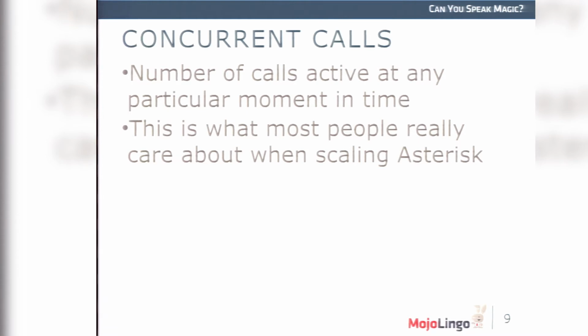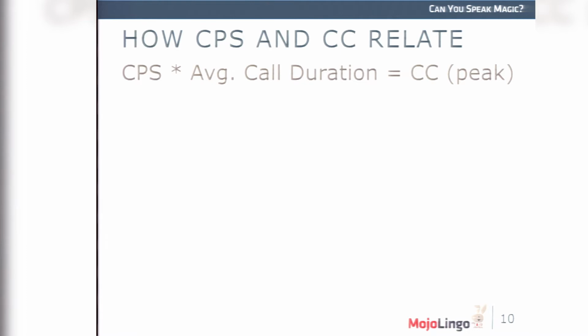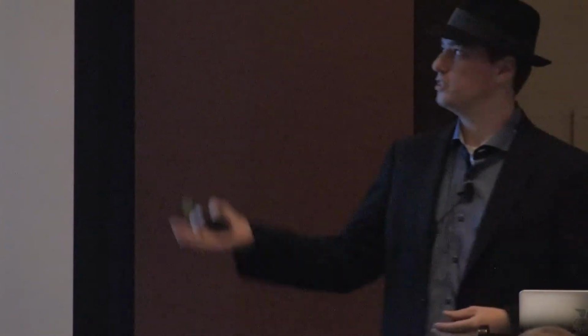Let me explain how these two things relate. So forgive me, this is the only time I'm going to actually use math, I promise. CPS, calls per second, times your expected or average call duration is how you arrive at your peak concurrent calls. This is an interesting relationship. So let's say we have 5 calls per second and our average call is 30 seconds long. We can extrapolate that after about 30 seconds, we'll have 150 calls active on the server, right?